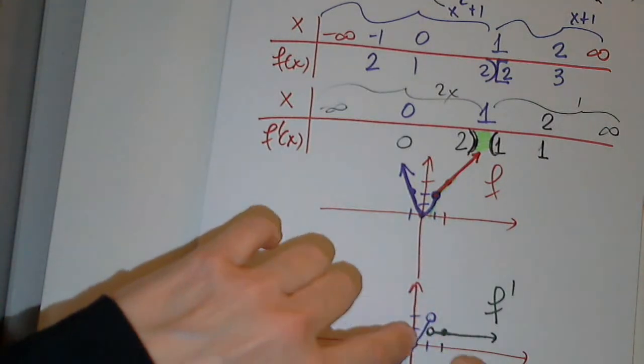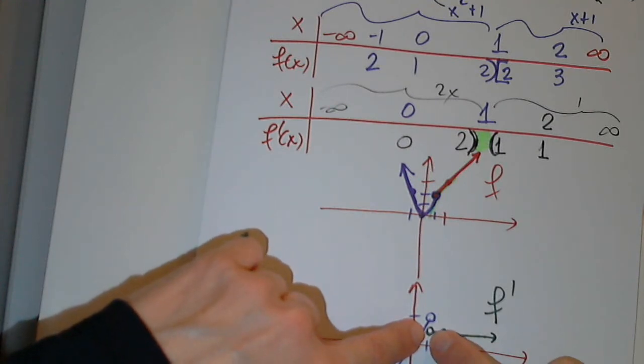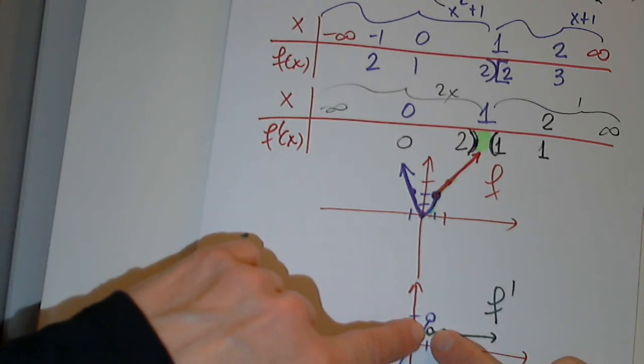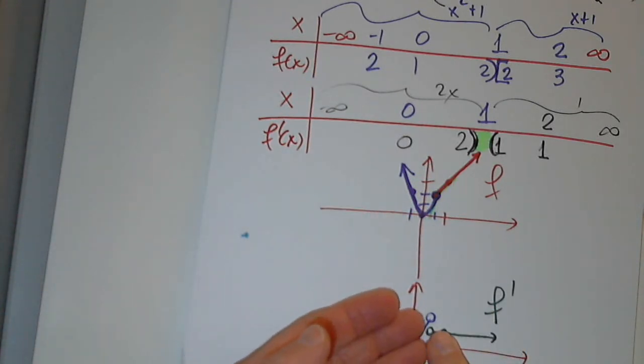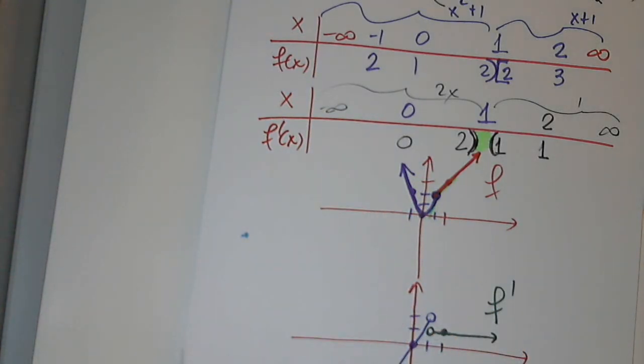Because remember, at this point, the limit of the difference quotient has to be one number. The limit from the right is 1. The limit from the left is 2 when h approaches 0 of the difference quotient, which is f prime.